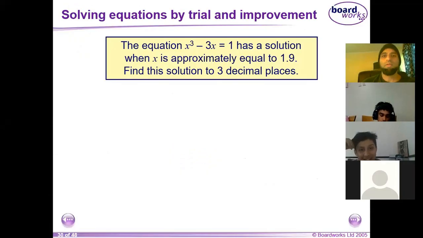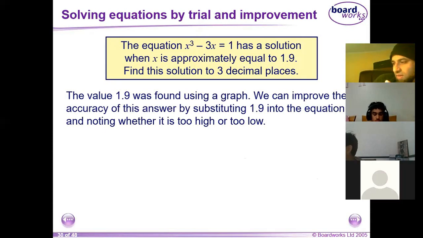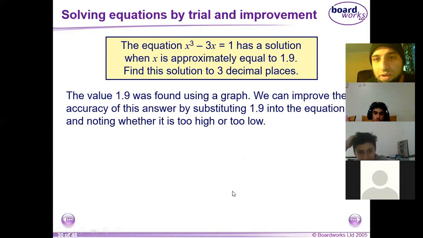And here. So the value of 1.9 was found using a graph. We can improve the accuracy of this answer by substituting 1.9 into the equation and noting whether it's too high or too low. What they're basically doing here is saying graphs can help us with this. We're going to look at how they can help us. But they said they found a value of 1.9 and they said that's close to the answer that they want. When they put 1.9 in here, let's look at what happens.